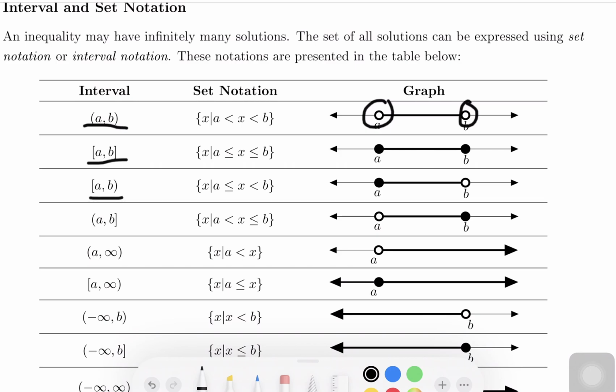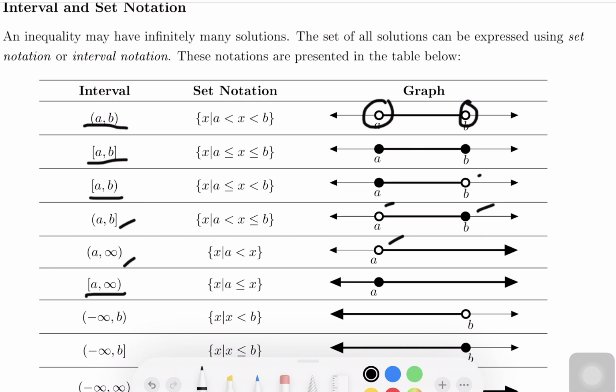For this one, A is shaded, B is not shaded. For this one, A is not shaded, B is shaded. A to infinity, this is greater than A, but A is not included. A will be the smallest number of the interval, but A is not included, so A is a boundary, I mean.